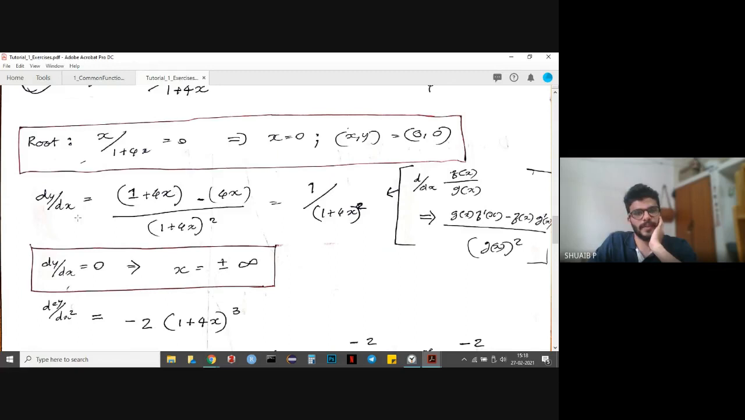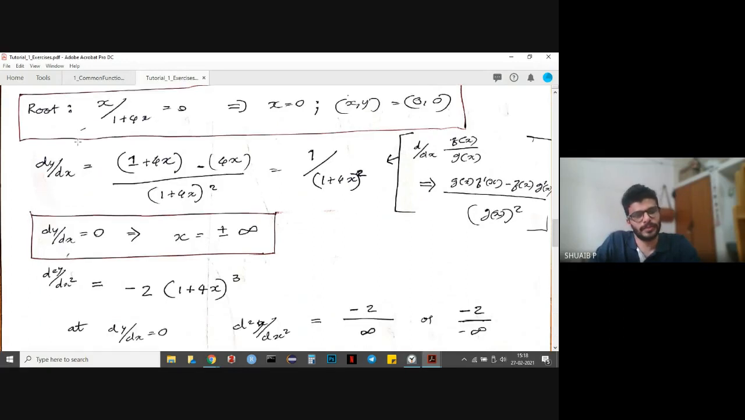Then we can get the derivative. So we can get the first derivative and see that it is 0 when x is approaching plus or minus infinity. For getting the derivative of this function, we can use the quotient rule. So you guys can have a look at this.